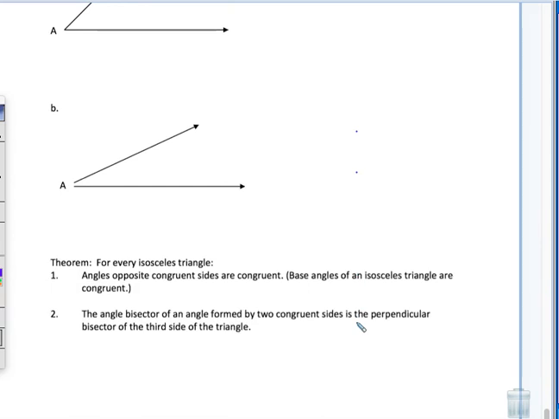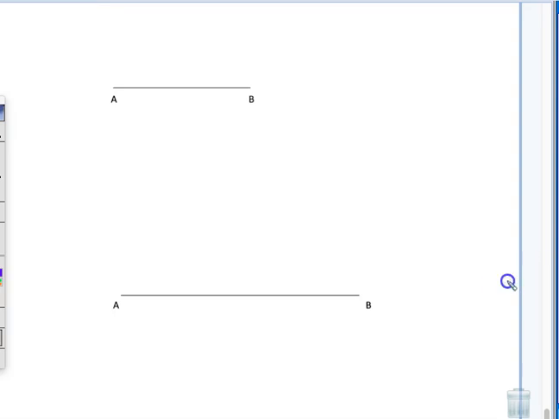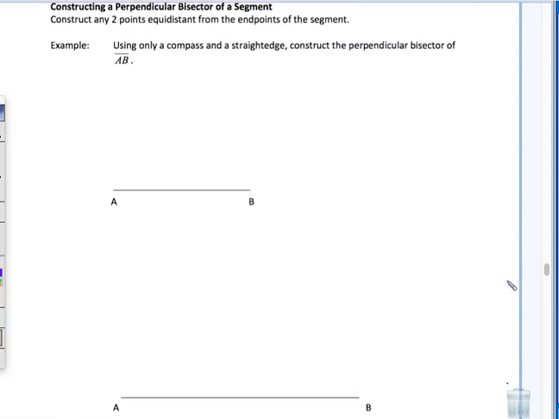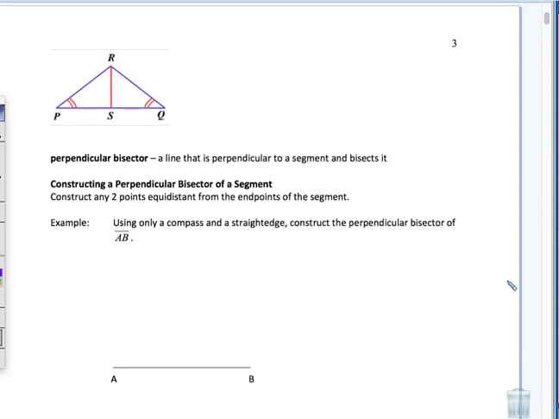After you've done that, I want you to come back and make sure you understand these theorems about isosceles triangles. On isosceles triangles, the angles opposite the congruent sides are congruent, the base angles, and the angle bisector of an angle formed by the 2 congruent sides is a perpendicular bisector of the third side. The picture of that is on the next sheet, so I'm going to go to that and explain those 2 pieces of information to you.